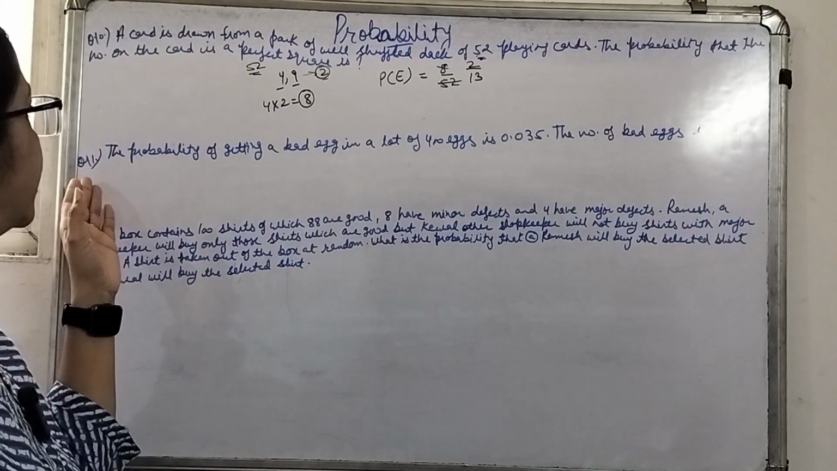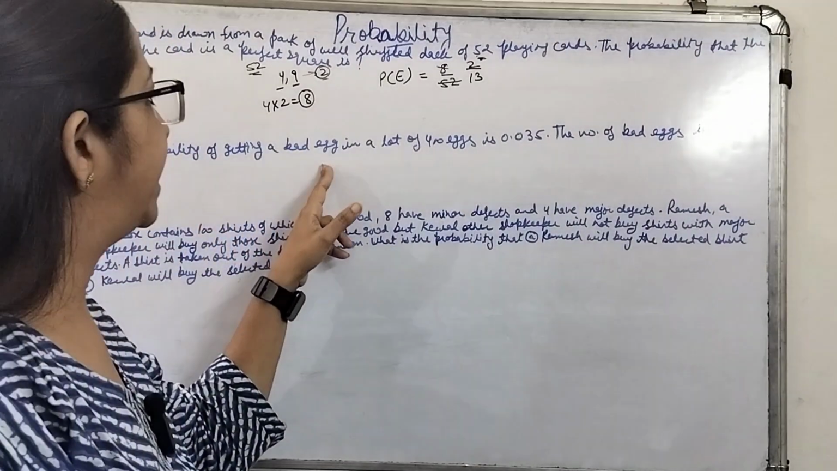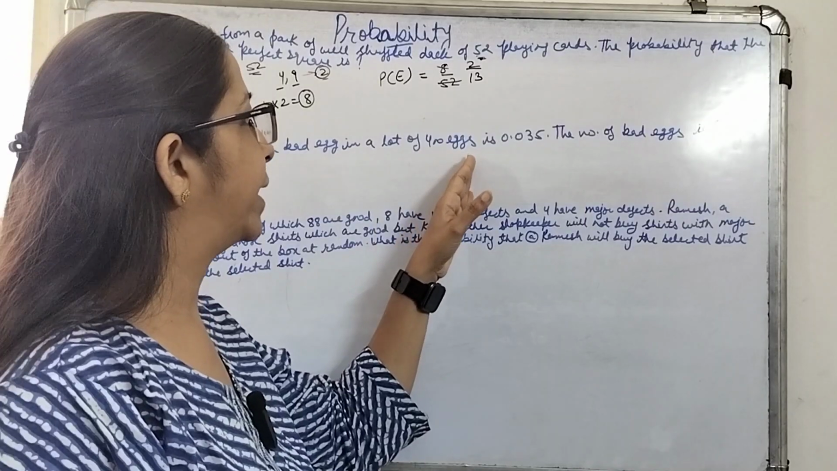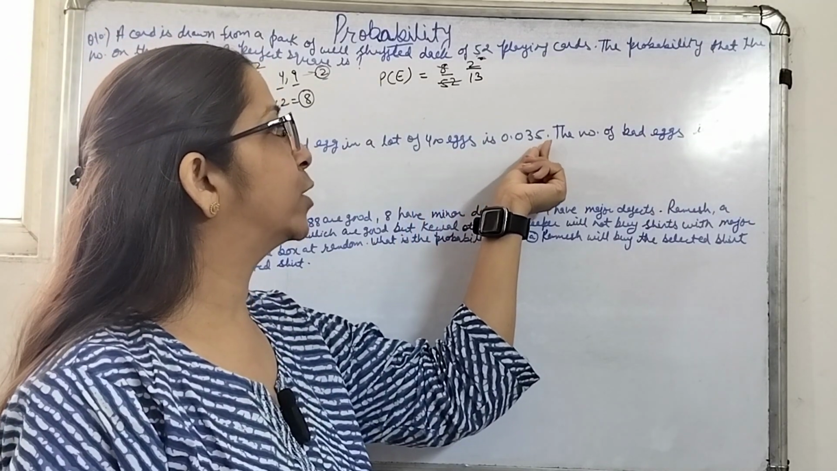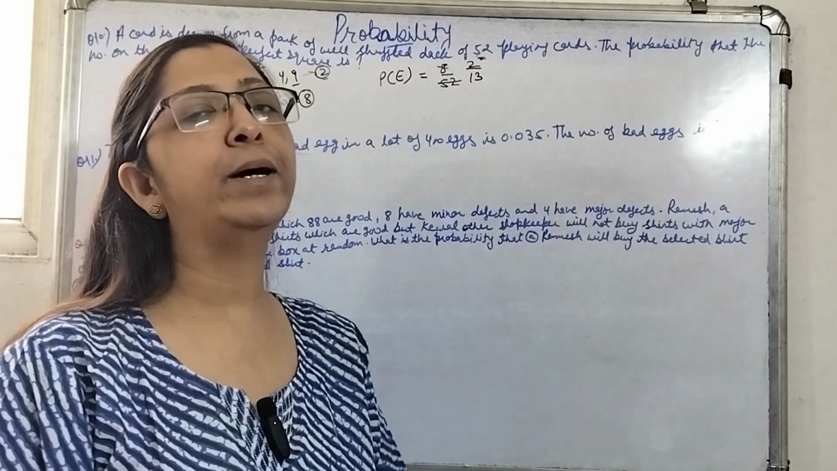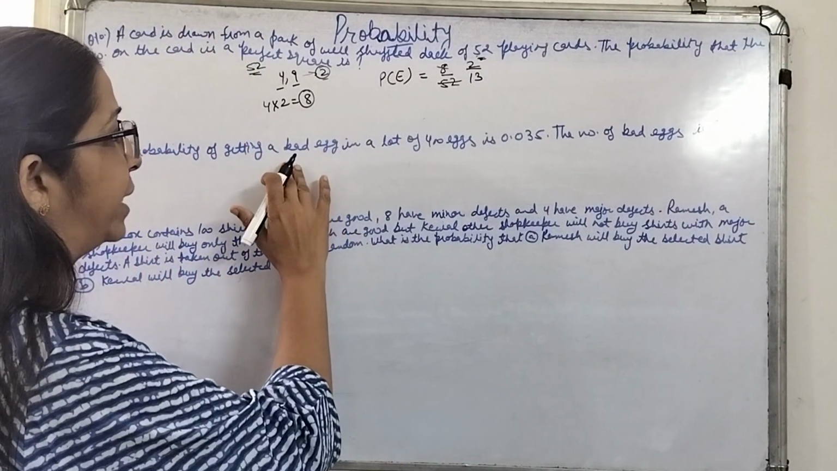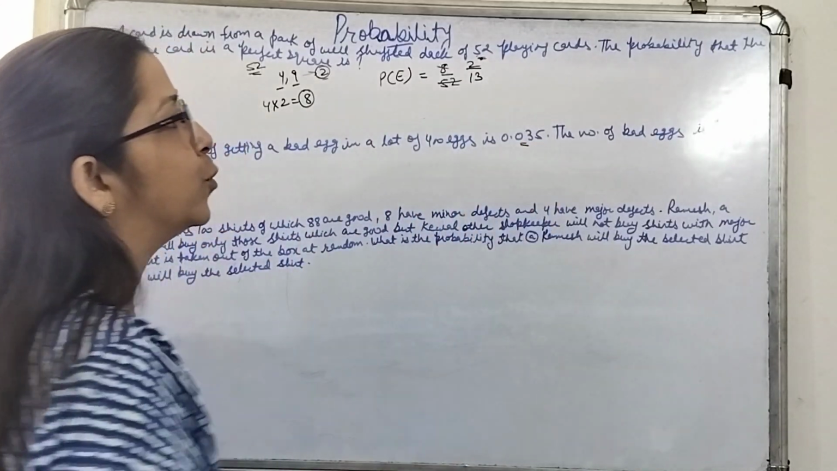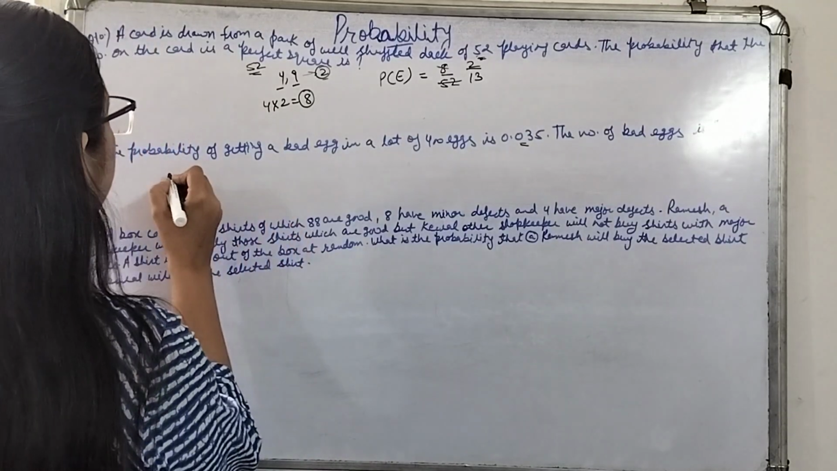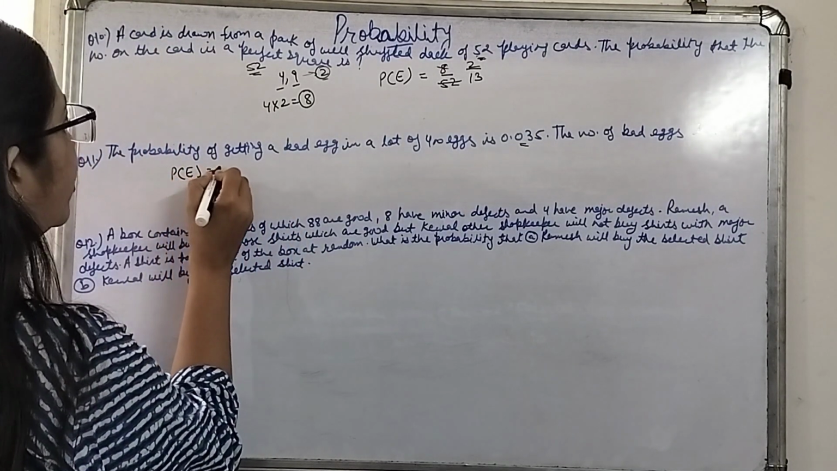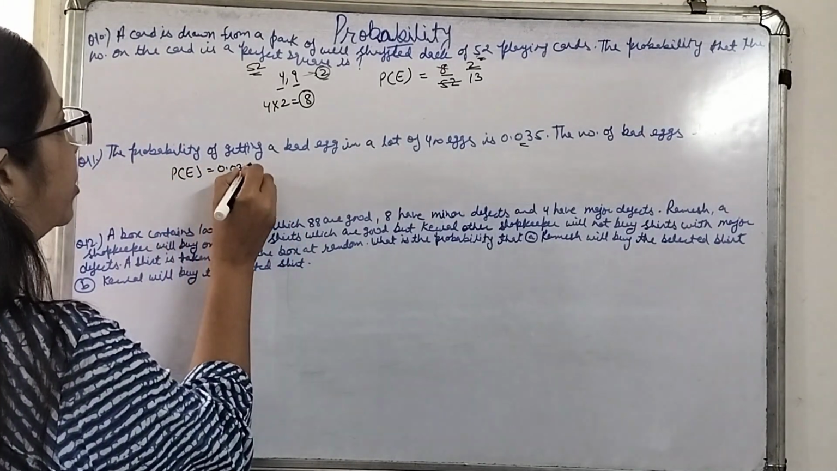The next question is: the probability of getting a bad egg in a lot of 400 eggs is 0.035. The number of bad eggs is. Over here it is given that if we select any bad egg, the probability is 0.035. Probability is already given to us. It is equivalent to 0.035.